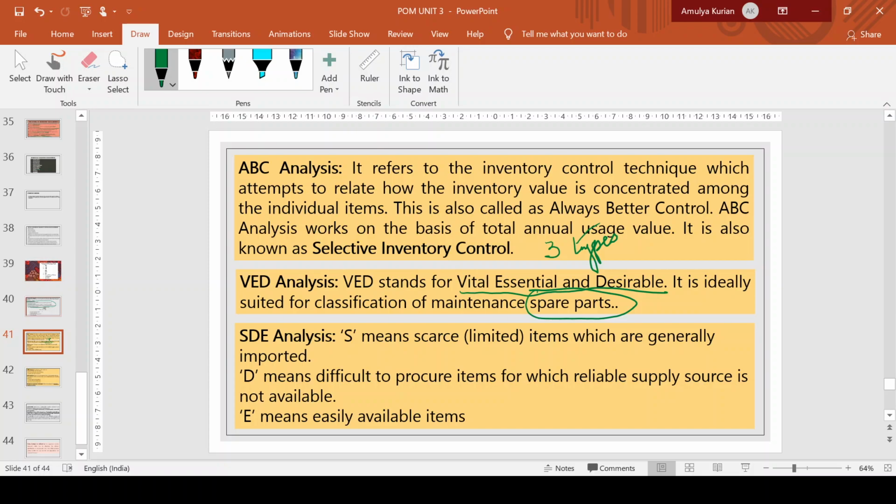So SDE stands for scarce, difficult, and easy. Scarce means it is not available at all, it should be imported. D means difficult, the supply is not reliable, a reliable supply source is not available. E means easily available. So till now we have dealt with four. First one is EOQ, second one is ABC, third one is VED, fourth one is SDE. In this, VED is for spare parts.